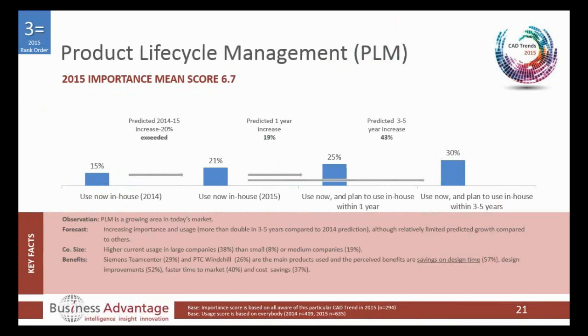Product Lifecycle Management, or PLM. Last year we talked about the need to educate the market on PLM solutions, and it does seem that awareness of PLM solutions has increased since 2014. Last year, about 31% of the sample were aware of the term, and this year that's increased to 46% of the sample. Predicted increase in usage from 2014 to 2015 was 20%, but in fact we've seen an increase of double that, 40% amongst our respondents.